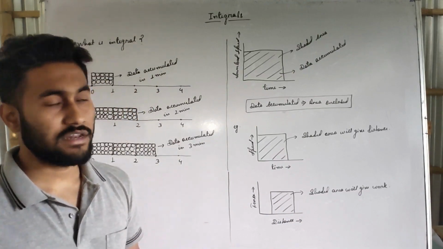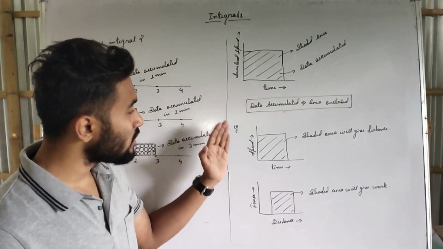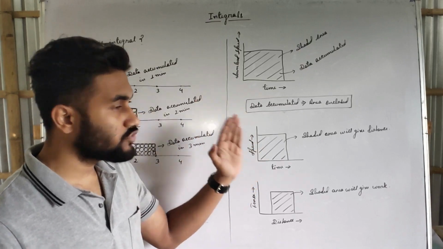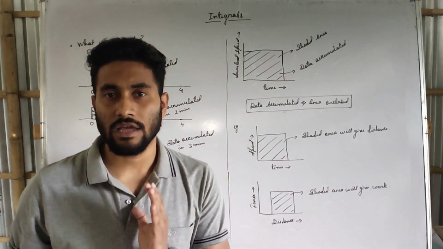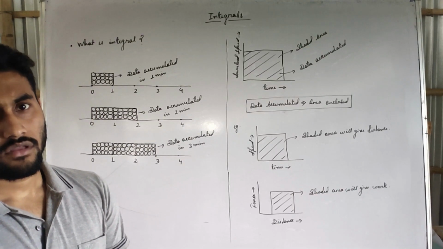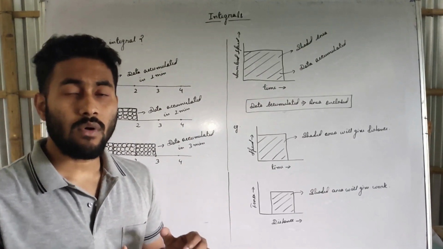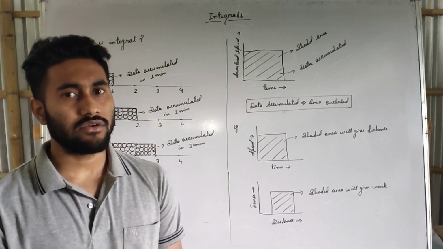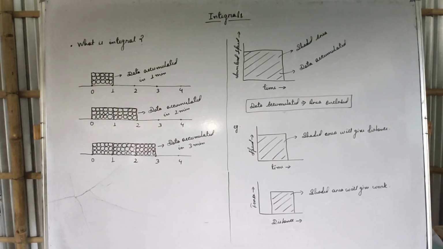And this is the villain. Because in real life we will not always get straight lines. We will get curved lines. And this curved line is the villain. Okay, so let us see what is the difficulty in finding the area under a curved line.